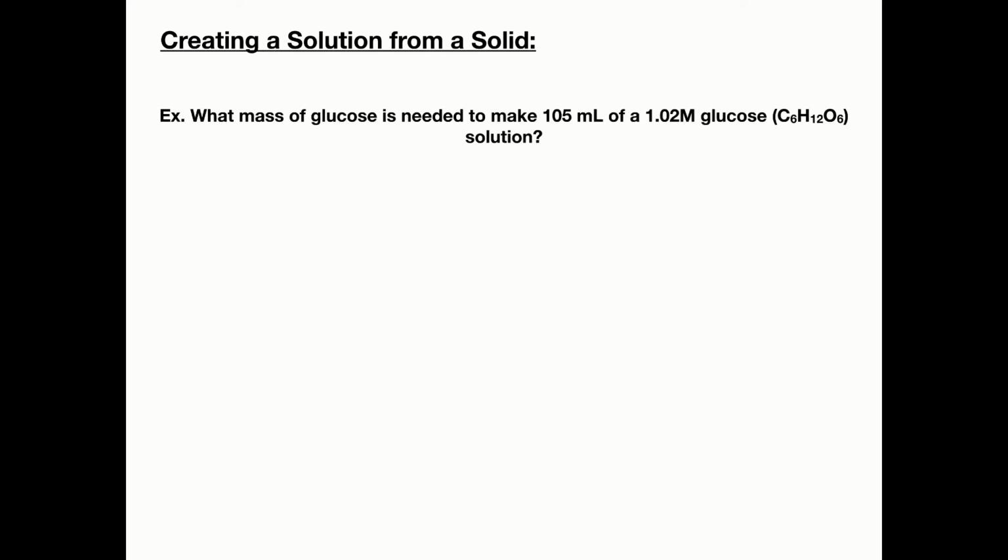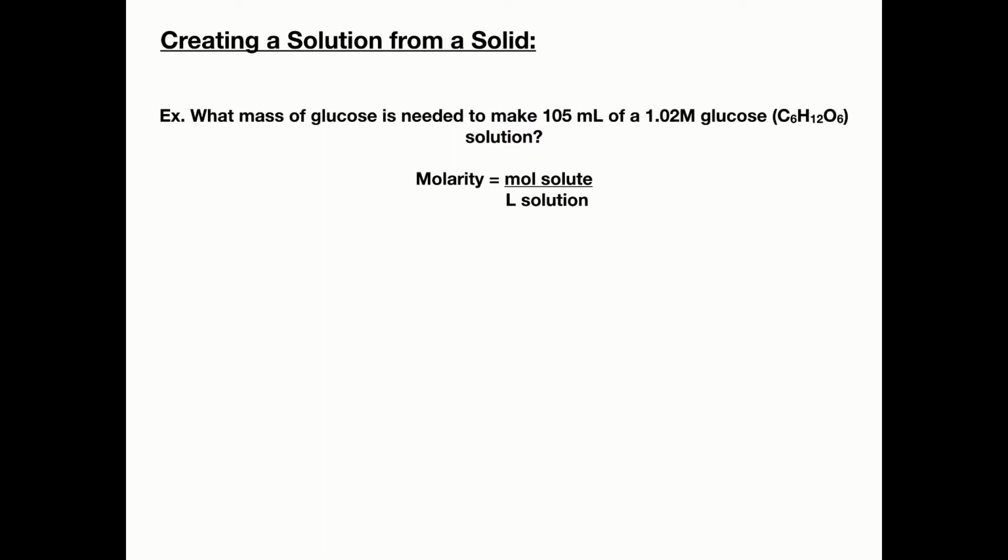So the first type of creating a solution is if what I'm starting with is a solid. If what I'm starting with is a solid, you're going to need to use the formula molarity equals moles over liters of solution. Okay, so let's look at this example problem to really understand what's going on. So it says what mass of glucose is needed to make 105 mL of a 1.02 molar glucose solution. And so I know I need to use this formula because I need to actually measure out the mass of glucose because it is given to me as a solid. Okay, so I know the molarity is 1.02, and I know that the volume that I want is 105 mL.